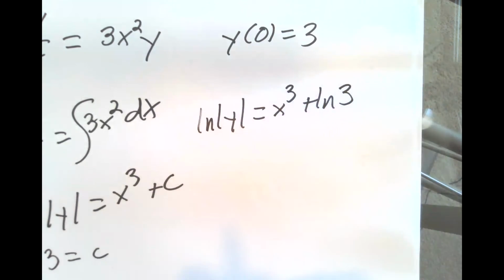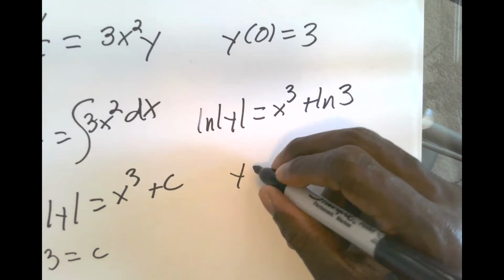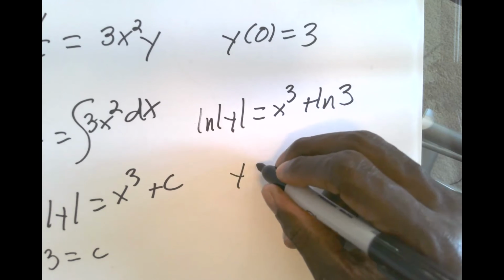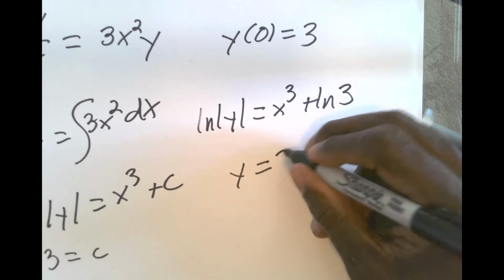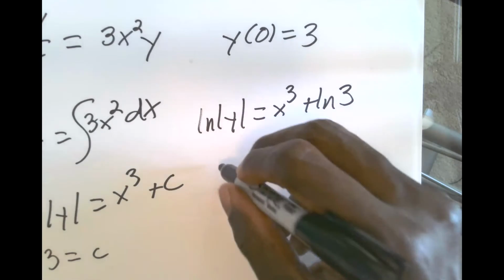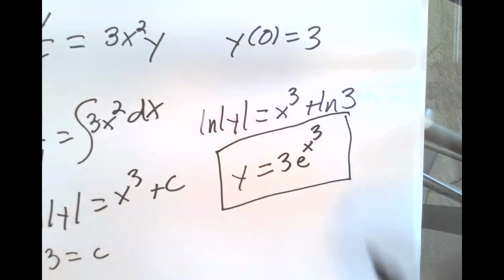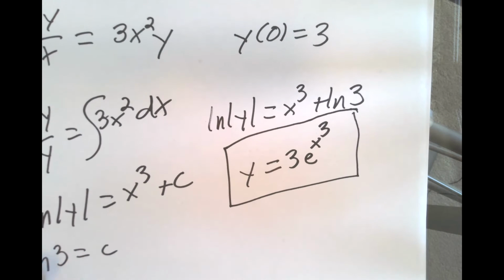And I think you've seen this work out enough, so we're going to exponentiate both sides, and we're going to get y equals 3 e to the power of x cubed. So I think that should make sense. It shouldn't have to be more detailed than that. All right, so let's go ahead and do our final example.